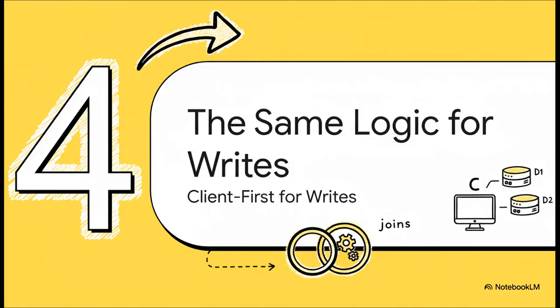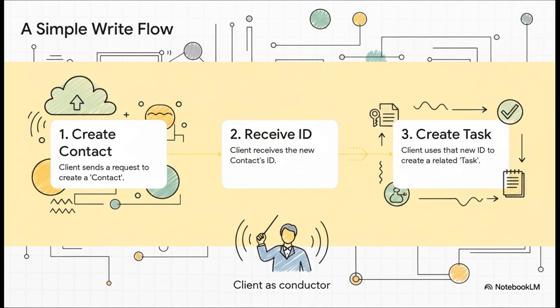Okay, so everything we've talked about so far has been about reading data. But what about writing it, creating new stuff? Well, as it turns out, the exact same client-first philosophy applies. By default, you let the client run the show. Let's walk through what that looks like. First, the client sends a request to create a contact. The server does its thing and sends back the ID of the new contact. Then, the client immediately takes that brand new ID and uses it to make a second request to create a related task. The client is basically the director here, telling each service what to do and in what order.